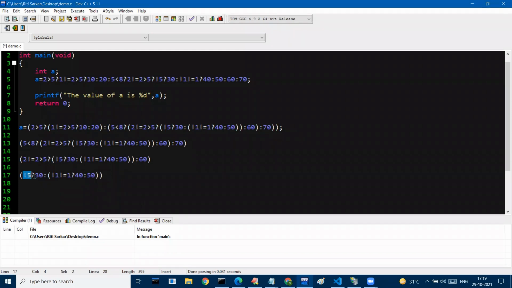No, 0 is a false value. So that means 30 will not be evaluated. Which will be evaluated? Expression 3. Which part will be evaluated? Expression 3. Now my entire concentration came here.